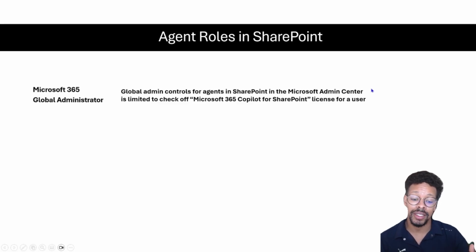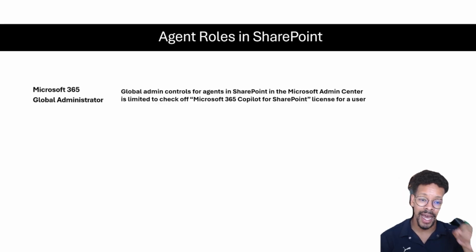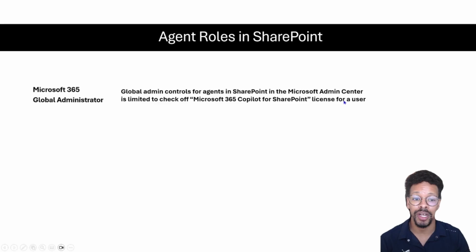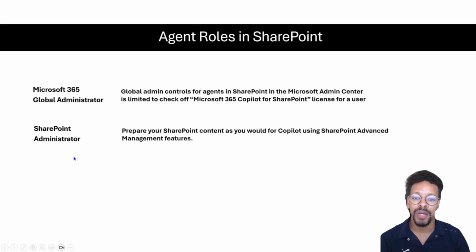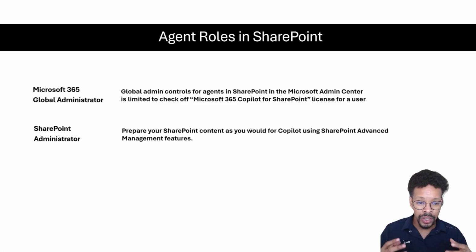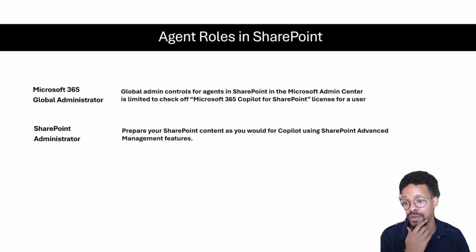So if a user has the M365 Copilot license, you can also go into the licensing and add the M365 Copilot for SharePoint license for the user. As the SharePoint admin, you prepare your SharePoint content, and you will also be using the SharePoint Advanced Management features here.